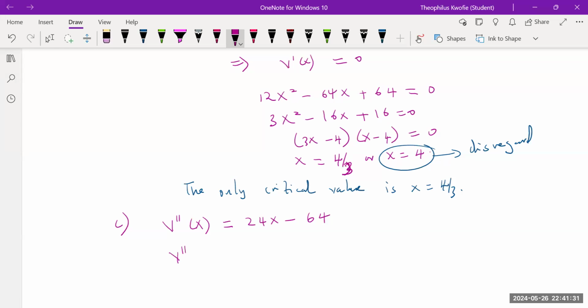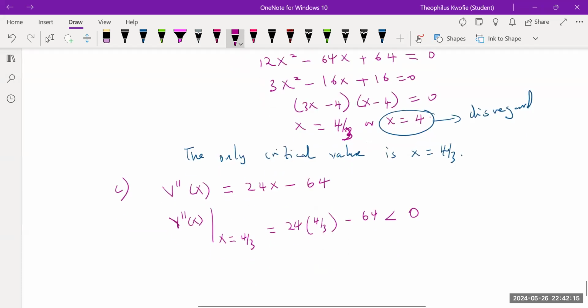So we are going to evaluate that at the critical value, which is 4 on 3. On that note, you're going to have, and that should give us what? Will it be positive or negative? That should be less than 0. So if it's less than 0, what can we say? Would we talk about minimum or maximum? If it's less than 0, we said that we'll be talking about the maximum. Is that okay?